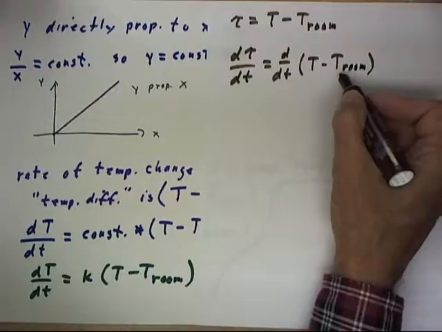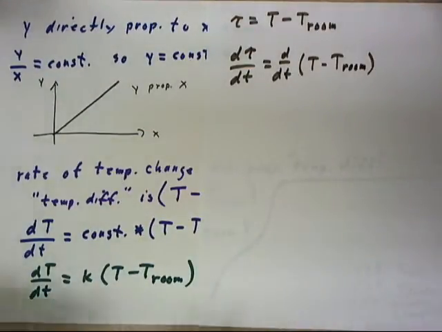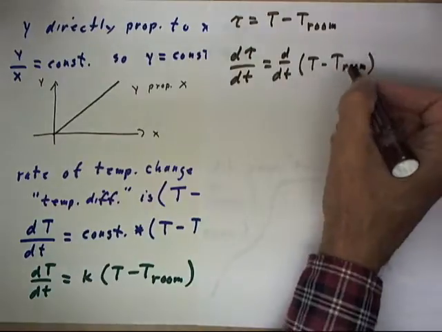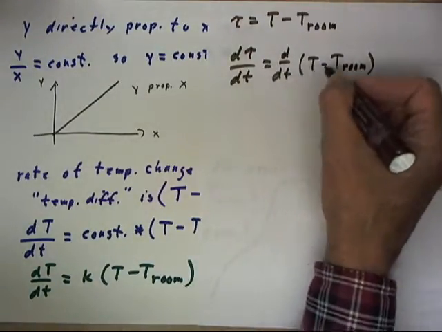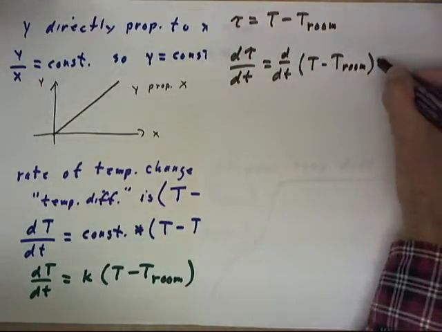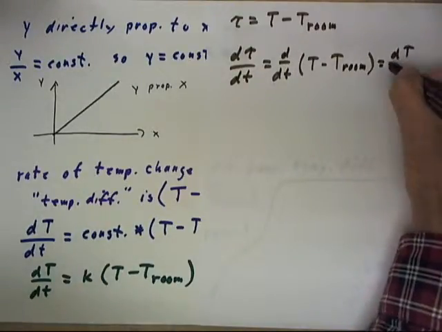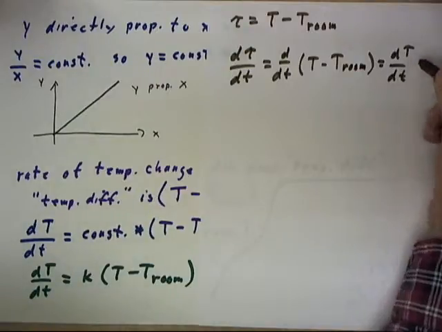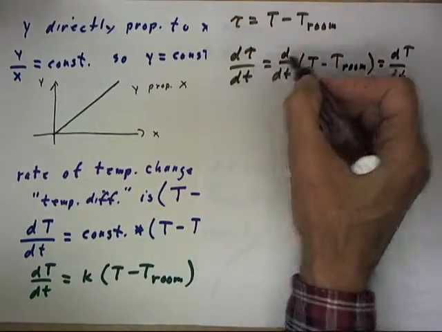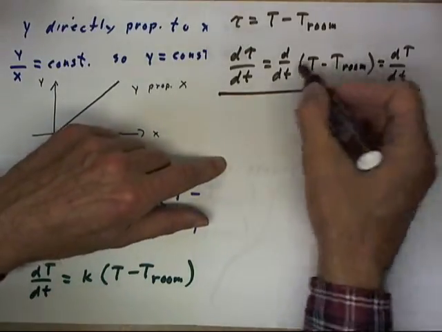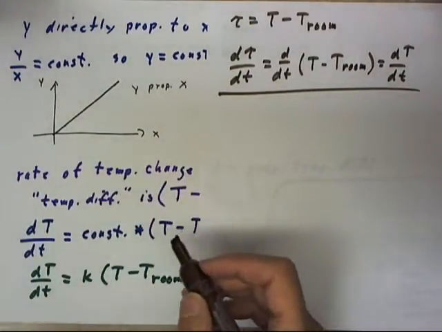Now, it's presuming that the temperature of the room is constant, because if this temperature isn't constant, we no longer have a first order linear equation of any sort. If T room is constant, then the derivative of T room is 0, and the derivative of this expression is just dT/dt. In other words, tau changes at the same rate that T does. And that makes perfect sense if you think about it.